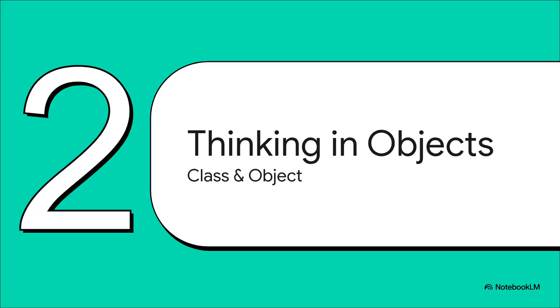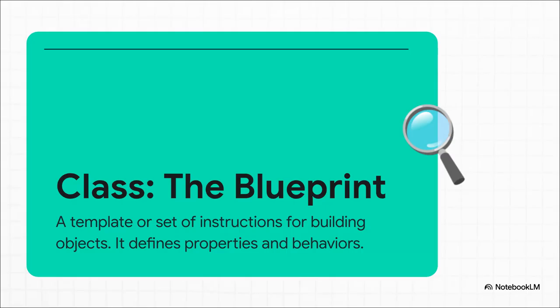So, how do we actually start thinking in objects? It really all boils down to two fundamental ideas. Two concepts that let us build a model of the real world right inside our code. Okay, first up, we have the class. The easiest way to think about a class is as a blueprint. It's the design for a house or a car or maybe a door.